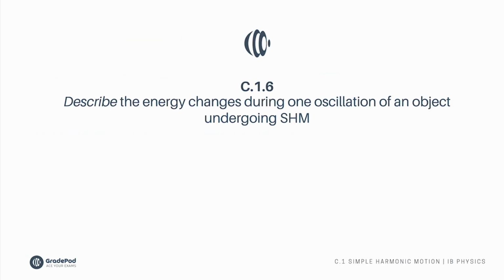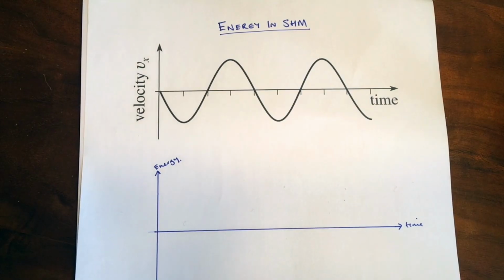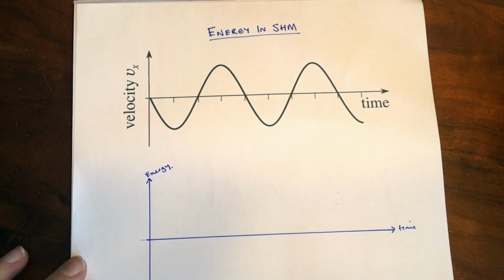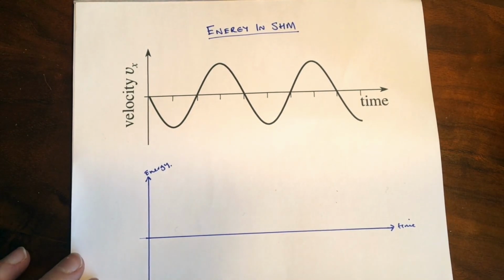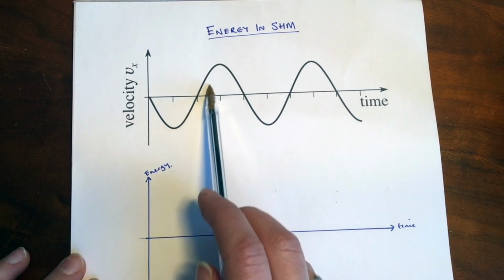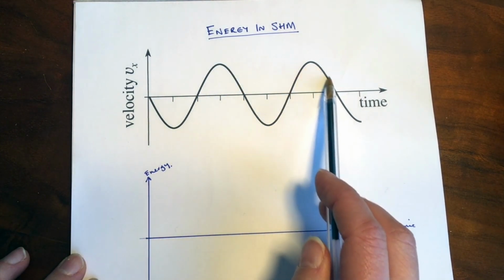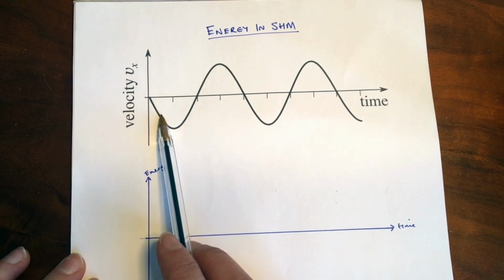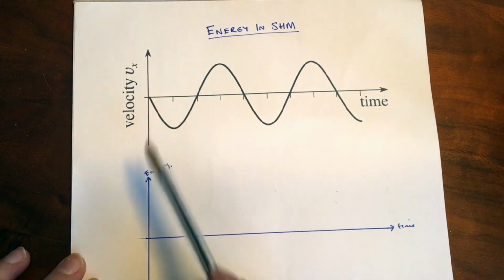In Theme A, we looked at energy. We looked at different types of energy and how they can change within one system. We're going to take that knowledge of potential energy and kinetic energy, and apply it to an object undergoing SHM. This part of the tutorial looks at how the energy changes in SHM. To do that most easily, we're going to go back to the velocity-time graph of an object that's undergoing simple harmonic motion.